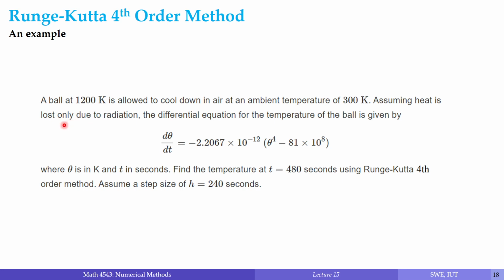Now the ball will of course lose heat over the course of time, and since it loses heat, its temperature will also decrease. This loss of temperature is dictated by this first order differential equation: d theta with respect to dt is minus 2.2067 times 10 to the power minus 12 times theta to the power 4 minus 81 times 10 to the power 8.